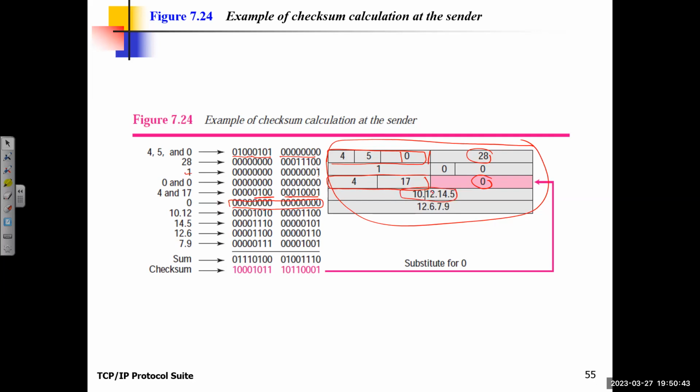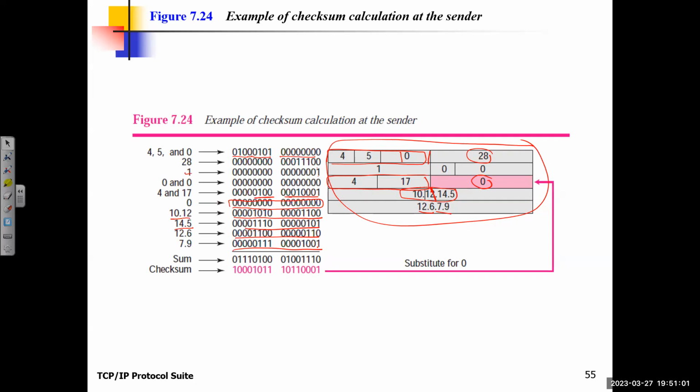The source IP address, you divide it into 2. 10 and 12, we translate it here. 14 and 5, we translate it here. Then 12 and 6, and 7 and 9, we translate them here. Okay, perfect. So we stack them on top of each other.